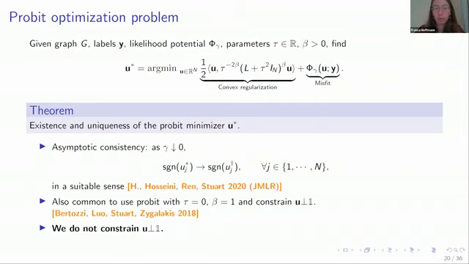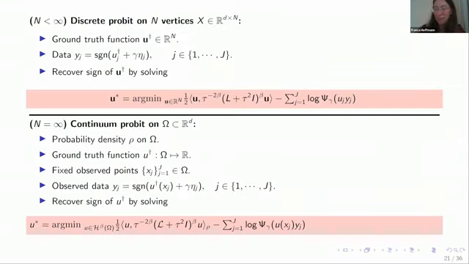So there's a really nice structural form behind this. And then you can show that this minimizer exists and is unique. That's not too difficult, but very important is that you have asymptotic consistency, so that in the limit as the noise goes to 0, it does recover the sign of the ground truth. And let me just finish with this last thought.